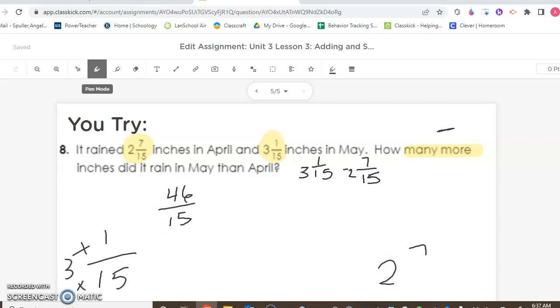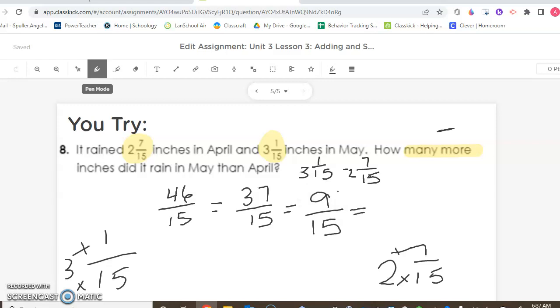Let's do 2 7/15 over here. 2 times 15 is 30 plus 7 is 37 over 15. If I subtract this, that gives me 9 over 15. I can simplify that by dividing them both by 3, and I get 3 over 5.